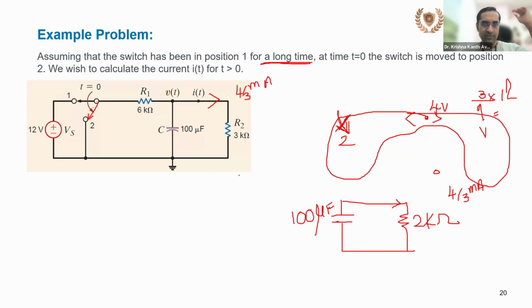So you can now almost plot it. It starts at 4 by 3, and somehow it's going to 0. What is the time constant? Time constant is R effective into C, right? Whatever the capacitor is, the R effective is 2 kilo ohm. So 2 kilo ohm into C.